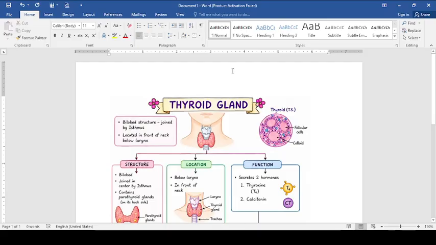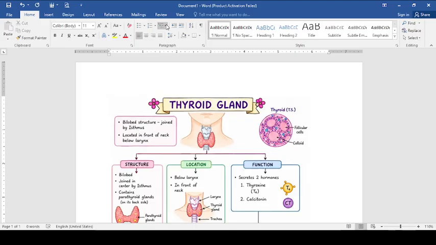So when we talk about the thyroid gland, three types of questions will be asked from you. What are those three types of questions in the thyroid gland which will be asked from you? The first question will be: what is the exact location of the thyroid gland?